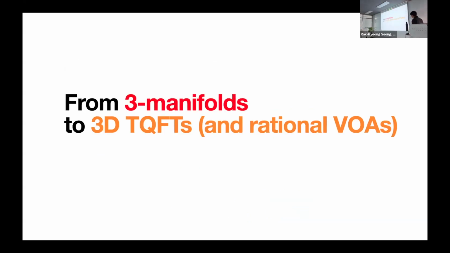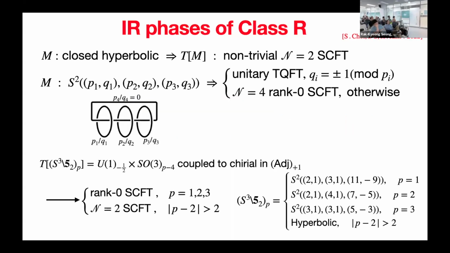So now we combine the two correspondences. If we properly choose the three-manifold, and using that map from three-manifold to 3d N=2 gauge theory, and from 3d gauge theory to the TQFT, we will get a map from three-manifold to TQFT and the rational VOA. For that, we need to understand the IR phase of the class R. To get some topological field theory, we need to analyze the IR phase of the 3D theory, which for closed manifold cases is done by these people.